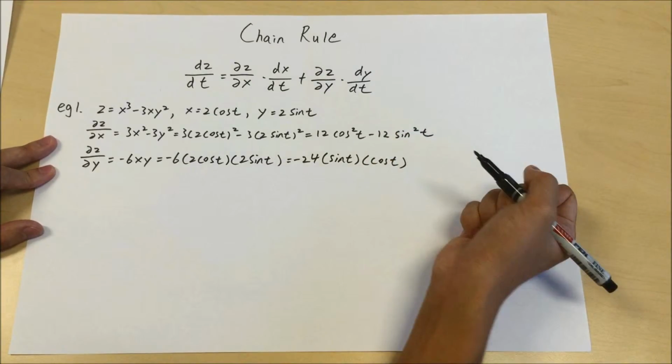For del z over del y, the equation is differentiated with respect to y, giving negative 6xy, and followed by subbing x with 2 cosine t and y with 2 sine t. And after simplifying the equation, we get negative 24 sine t cosine t.